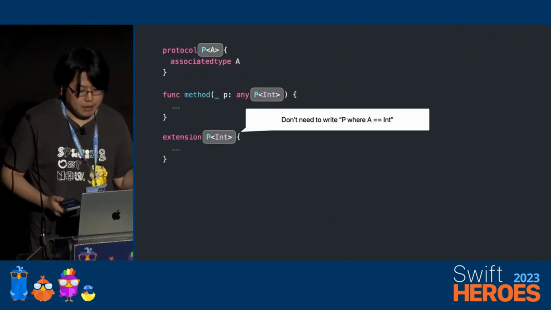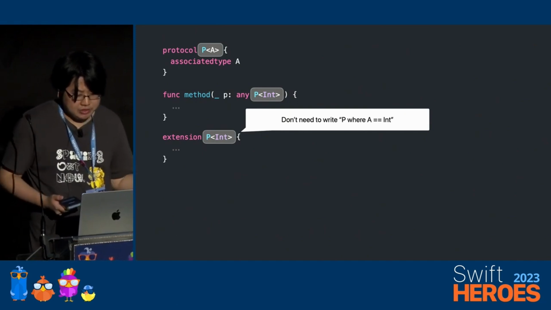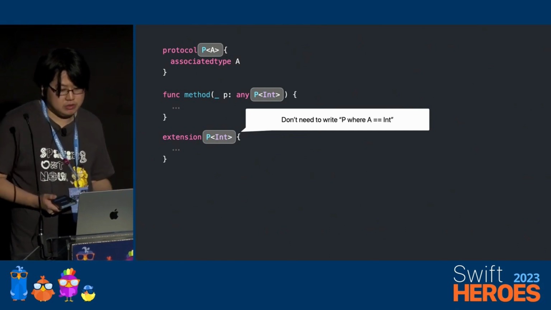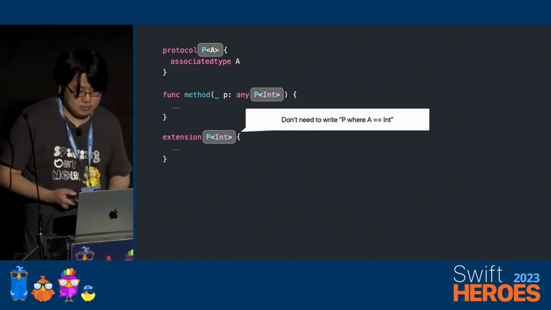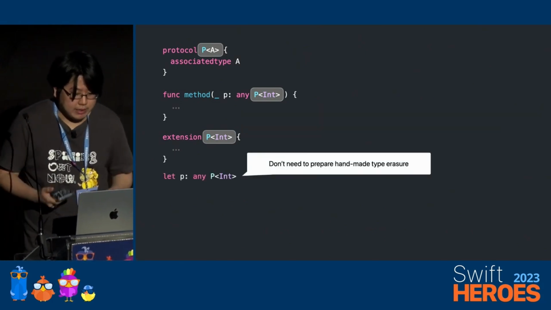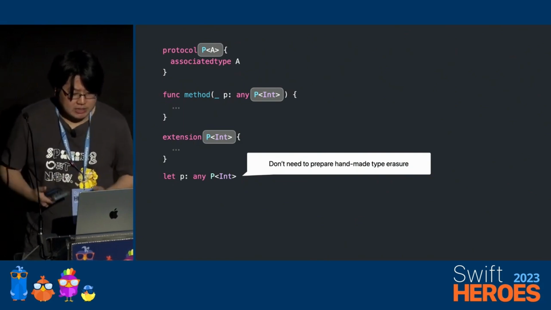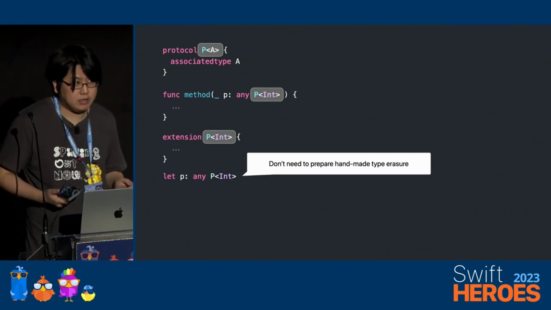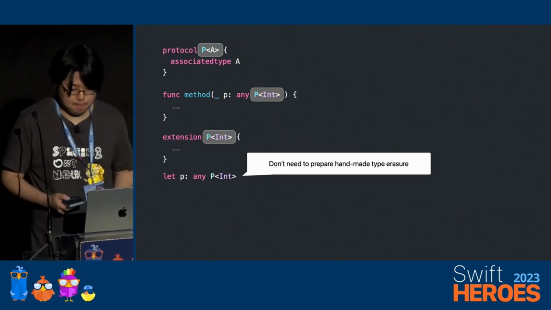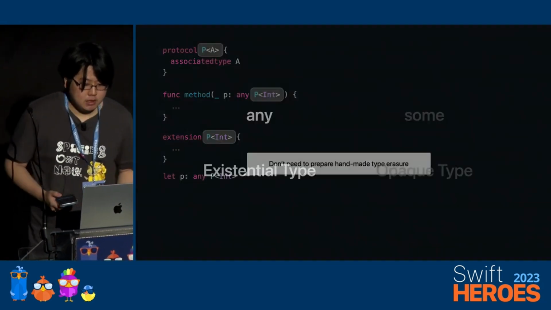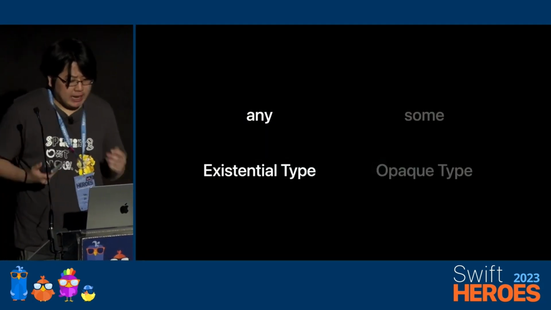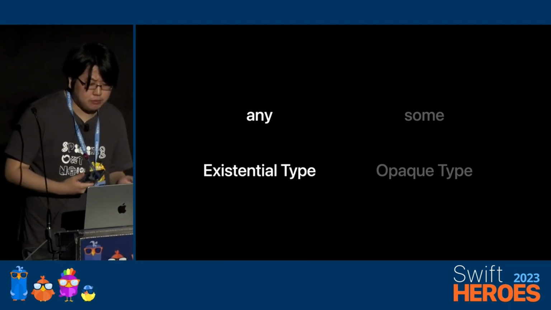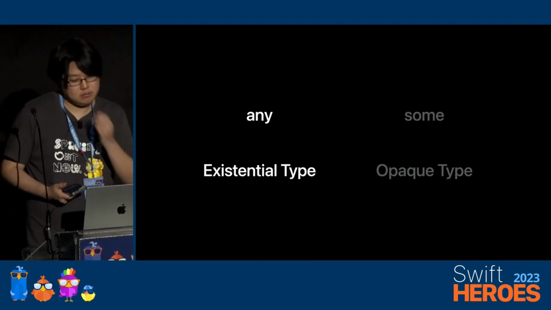Protocol P. With primary associated type, you don't need to write the where keyword to add a constraint to the extension. Also, you can define a variable by using primary associated type. We don't need to write boilerplate code for a type erasure like AnyP. Now, existential type is more useful. However, as I said, we still need to pay the cost for the existential container.